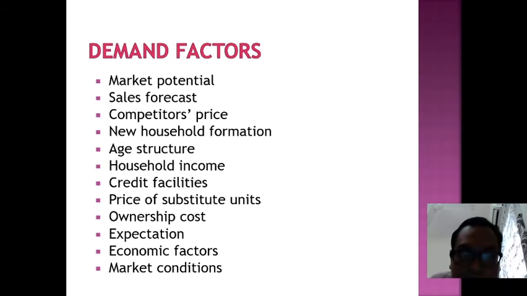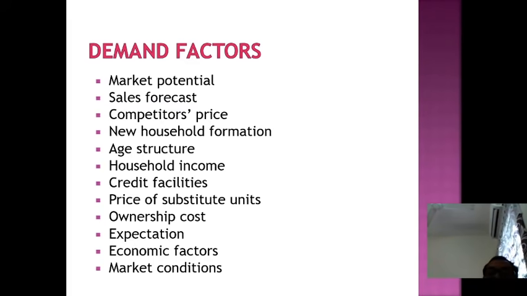And then we look at the new household formations, age structure, the household income, the credit facilities that people can obtain, the price of substitute units, the ownership cost, and the expectation. Expectation we can relate towards the quality of the products being offered, and economic factors right now.